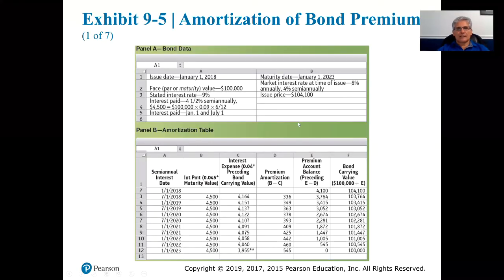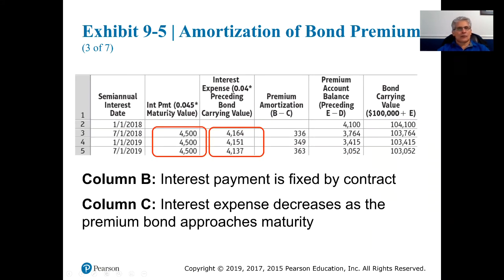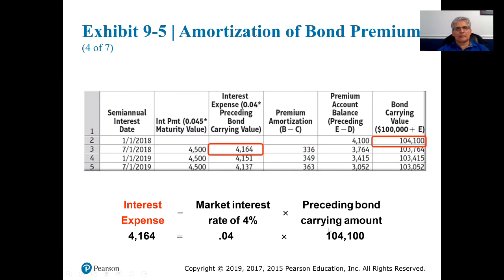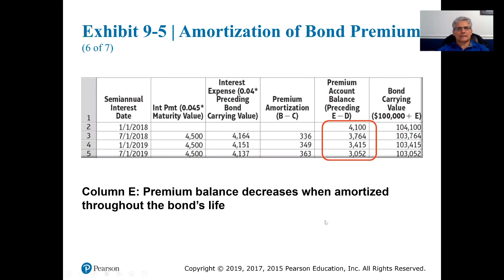Okay, looking back at our slide, this is the amortization table. Again, it looks like we started to have a difference right about here. This is the carrying value at 104,100, that's what we started off with. And then the carrying value slowly reduces to 100,000 when it matures. This is the amount of your payment. That's fixed. It never changes. The interest expense decreases as the bond carrying value decreases. We figured out how to compute the interest expense, the premium amortization, the premium balances, and the bond carrying value.